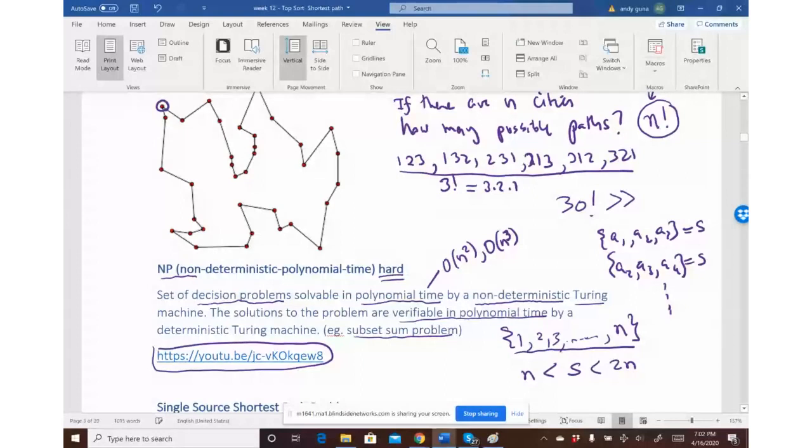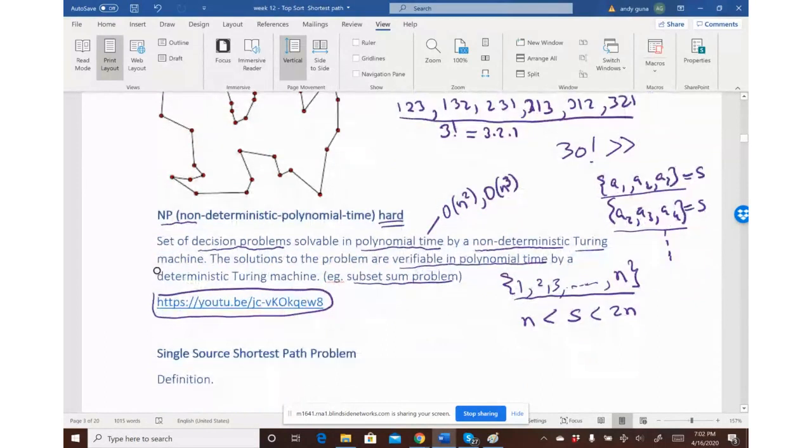So let me ask you the question, how many possible triples can I choose from n things? Okay, very good. So the answer is n choose 3, n factorial over 3 factorial and n minus 3 factorial. So note that this subset sum problem is very, very hard. Factorial is not polynomial time.